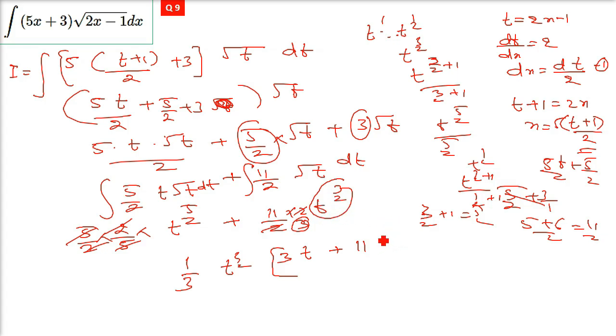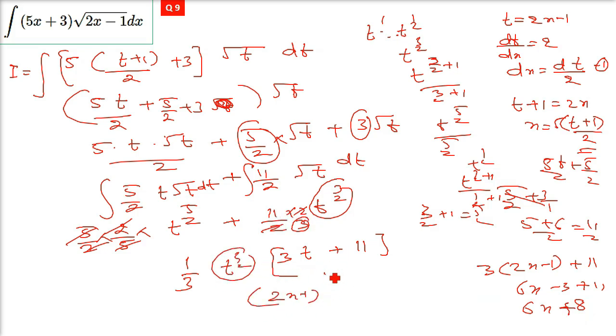So now we have come to a very safe point where you can replace it. Now this 3t, t is 2x minus 1. So you get 3 times 2x minus 1, 6x minus 3 plus 11, 6x plus 8, it's not minus 8. And 2 you can take common, it will be 3x plus 4 in this. So 2x minus 1 to the power 3 by 2, and you can take 2 common, 2 by 3. So this is your final result.